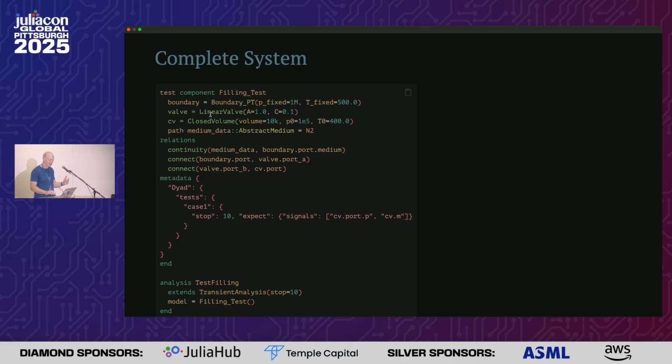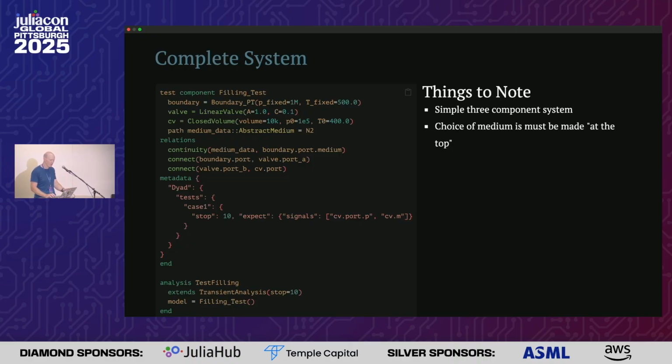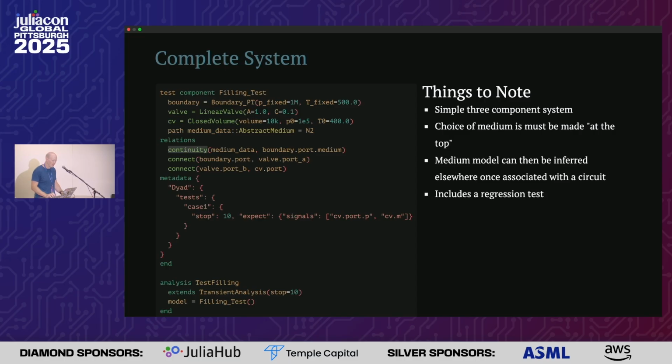And at the highest level, we need to specify what fluid property we're actually dealing with. So we've got three components. We choose which particular medium we want to be in this system at this level. We use this continuity statement to essentially inject that into our circuit, and then from there we can infer this across the entire system. So we only have to specify this in one place, which makes it nice and easy for the modeler. And we can infer it everywhere else.